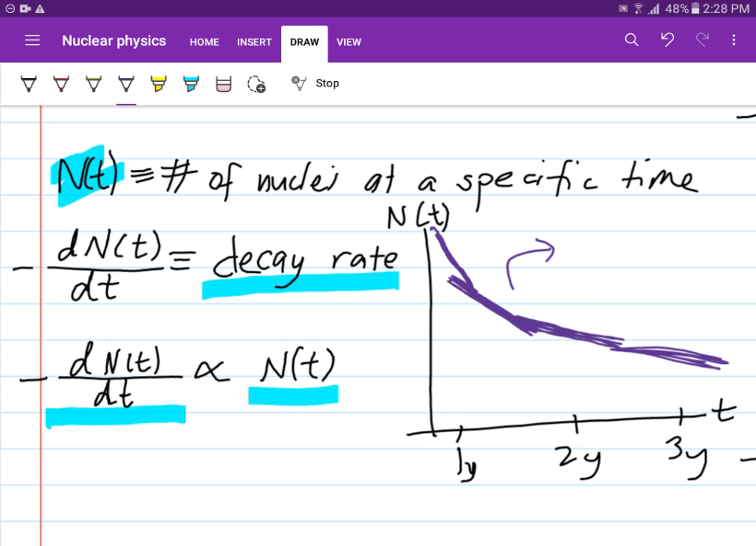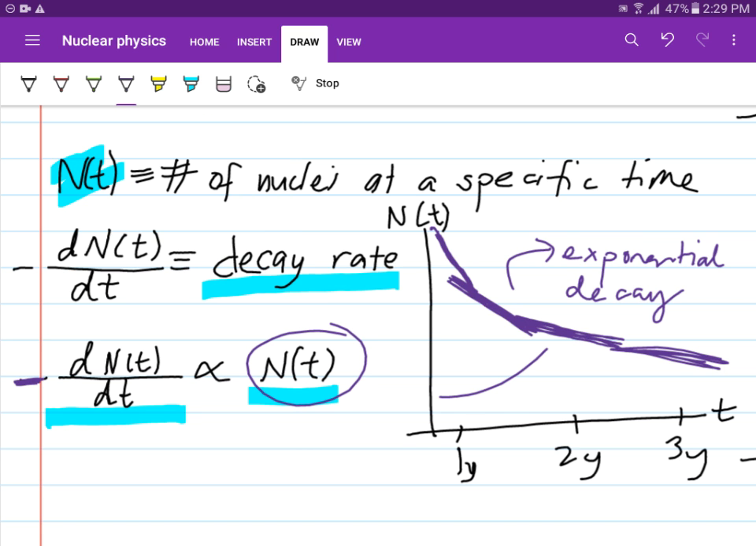So this kind of graph is an exponential decay. So that's why we need a negative sign here to represent the exponential decay. If this is positive, it will represent an exponential growth. So let's find the function N of t from this relationship.